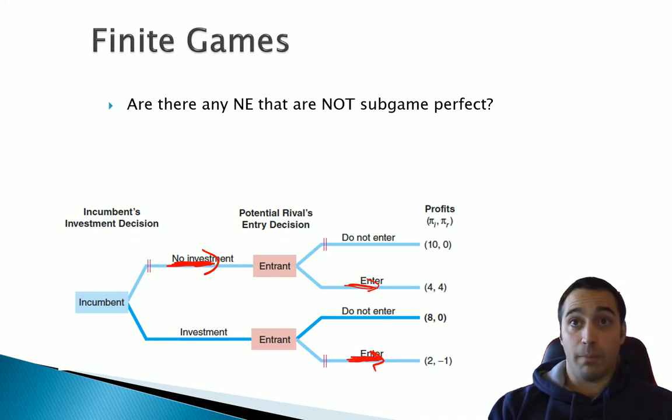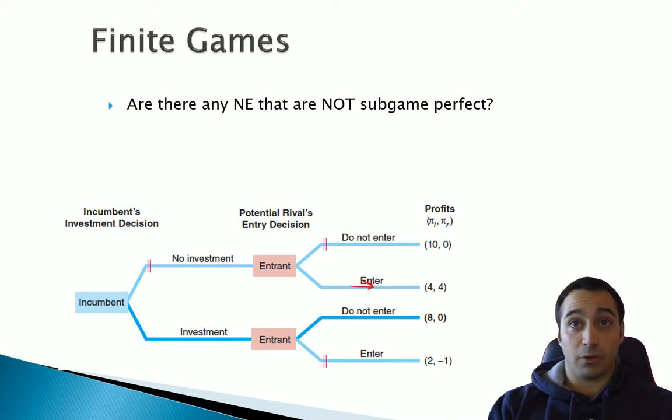Let's see if this is an equilibrium. Player 1 chooses no investment. Player 2 enters. They get 4. Player 2 doesn't want to deviate since 0 is worse than 4. Next, moving to player 1, they choose either between this 4 or this 2. They'd prefer the 4. So this indeed is an equilibrium.